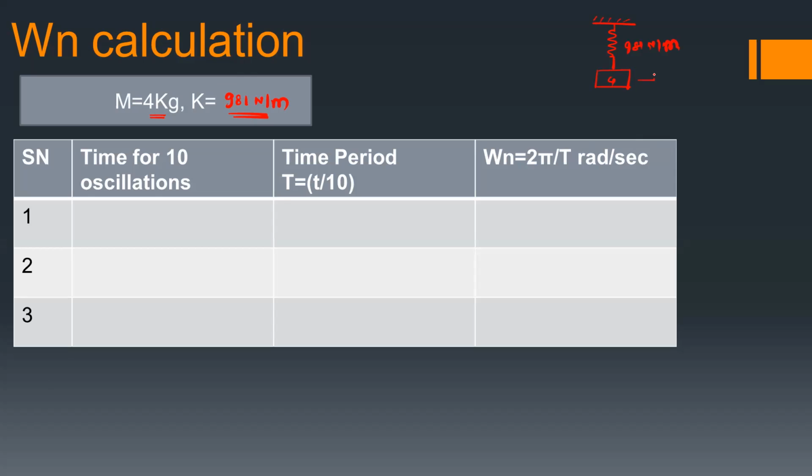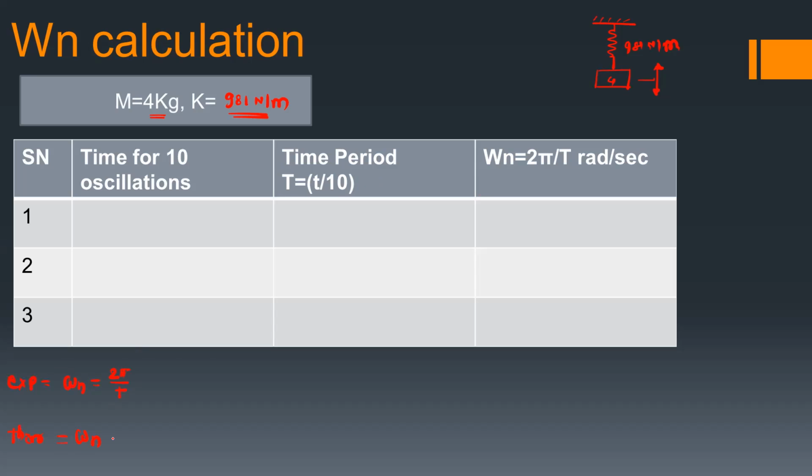Now we will allow this mass to oscillate longitudinally by giving some initial displacement x. Then we will find out its time period and its natural frequency by using this formula: omega n is equal to 2 pi upon T. And we will compare this experimental reading with the theoretical value.